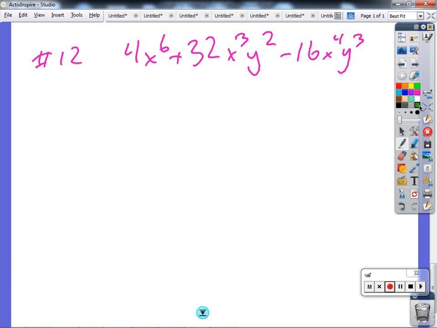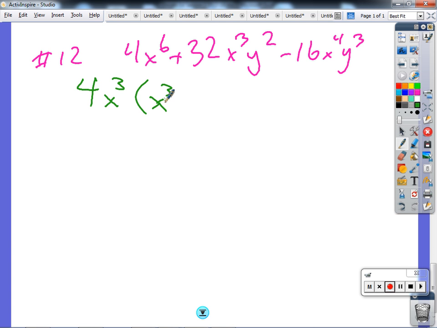So we're pulling out a 4. Are we pulling out anything else? Any x's? How many x's do we have here? X to the 6, or 6. Who has the least amount? X cubed. So that means they all at least have x cubed, don't they? Do they have any y's in common? No, because this one does not have a y. The first term is 4x to the 6, right? So, I pulled out the 4. I pulled out 3 of the x's, so how many are left over? X cubed, right?